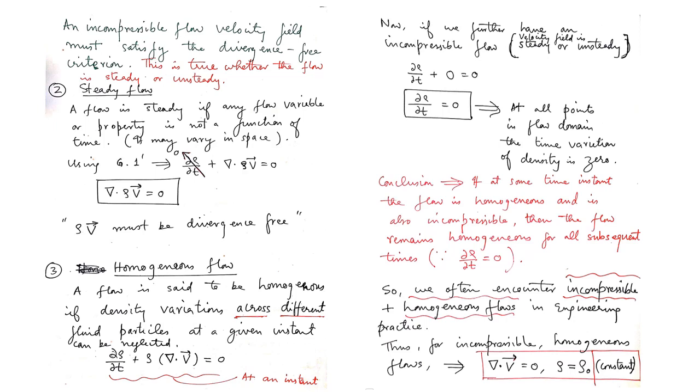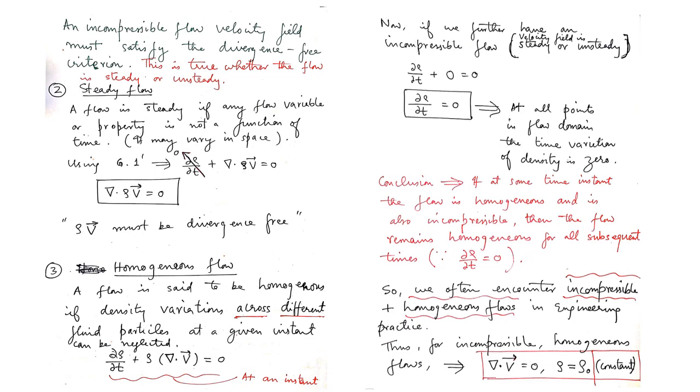We will assume that the flow is incompressible, and if there is homogeneity at a time instant, then we have already proved from continuity that if the flow is incompressible and homogeneous at a certain time instant, then for all subsequent times it will remain homogeneous. So it means that incompressible homogeneous flows go together, or there is no problem of compatibility of the two.